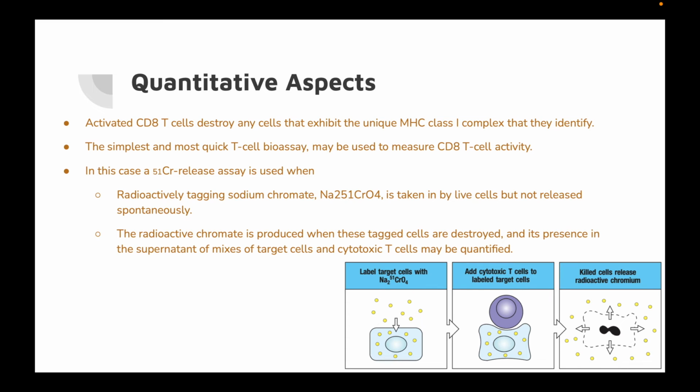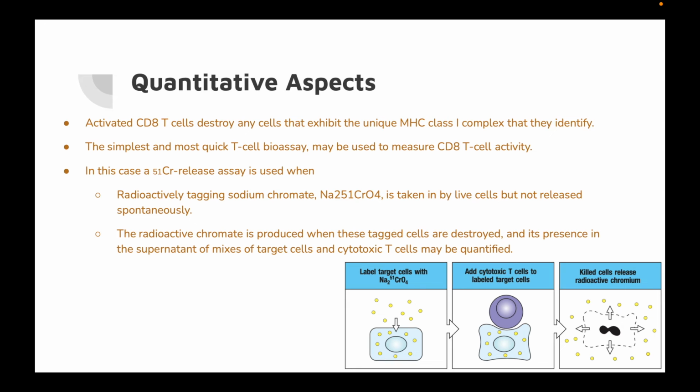As shown in the figure below, the chromium-51 release assay is used. Radioactively tagged sodium chromate is taken in by live cells and not released spontaneously. The radioactive chromate is released when these tagged cells are destroyed, and its presence in the supernatant of mixes of the target cells thus quantifies cytotoxic T cells.